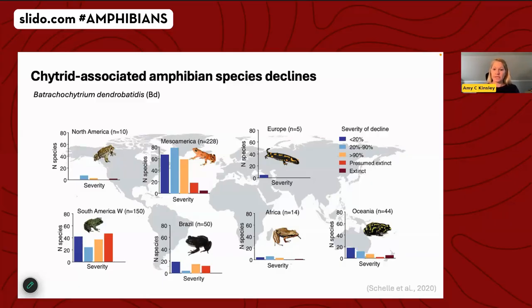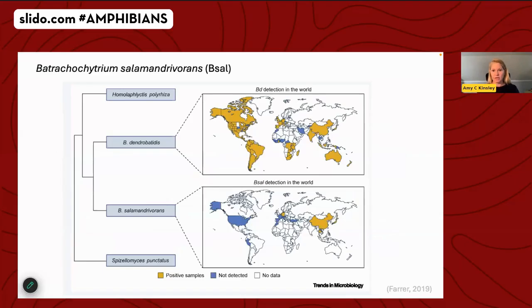But BD is not the only chytrid pathogen of concern. More recently, a closely related species, Batrachochytrium salamandrivorans, which we call BSAL, has been identified in fire salamanders. That has led to the collapse of an entire salamander population in the Netherlands and mass mortality events throughout Europe. Our current evidence suggests that this pathogen likely spread through the global amphibian pet trade, and that some species can carry the fungus without showing any symptoms at all.